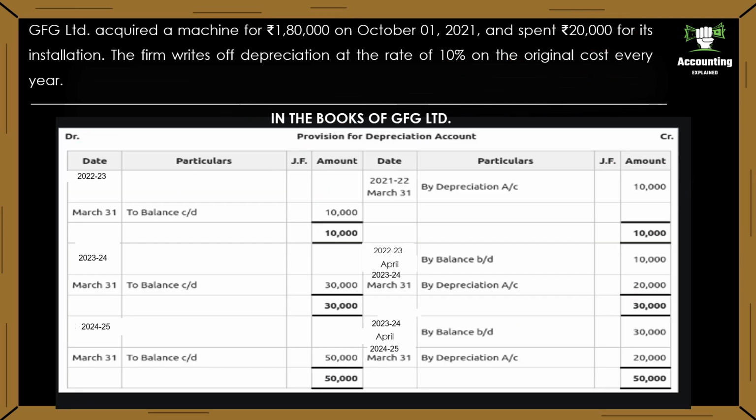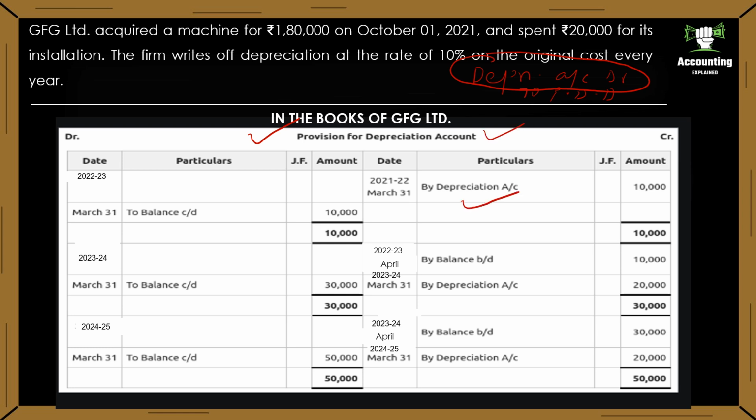Next account to be opened is provision for depreciation account. Okay, we created provision for depreciation. The entry for that is depreciation account debit to provision for depreciation, PDD. Here in the journal entry we have debited depreciation. In the provision for depreciation account, we are going to credit depreciation.